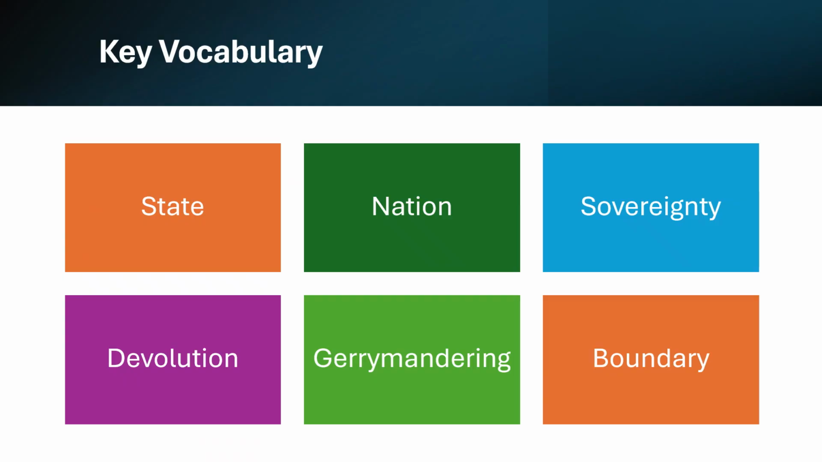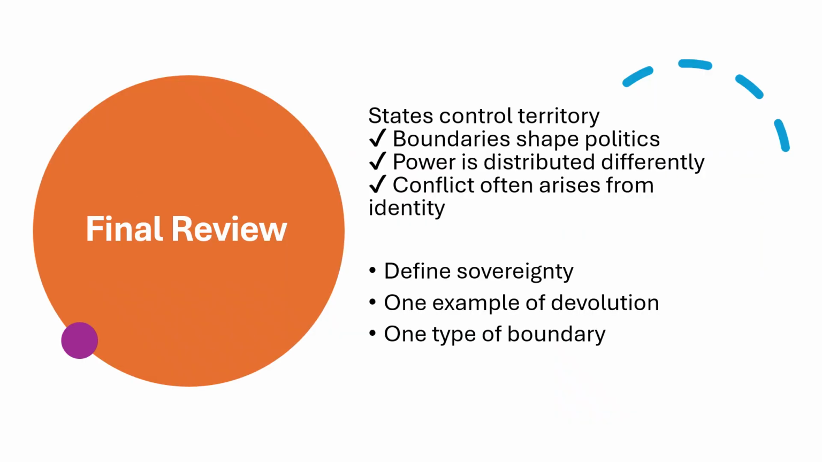Key vocabulary. Key in on that vocabulary. Know the definitions of states, of nations, sovereignty, devolution, gerrymandering, and boundary. You got to make sure you understand those definitions. In a final review, remember that states control territory. Boundaries will shape politics. Power is distributed differently around the globe and in countries or in states. And conflict often arises from identity at boundaries.